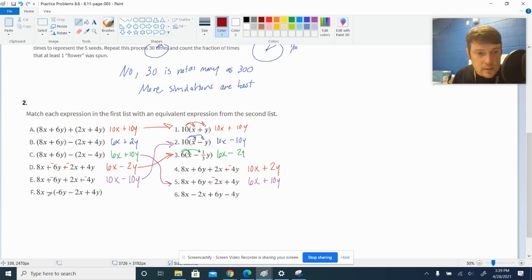Okay, this one's got a doozy with it. We're going to add the opposite, opposite, opposite. So 8x and 2x make 10x, and 6y and negative 4y make positive 2y. Add the opposites, 8x and negative 2x make, I'm sorry, not 10x, 6x, taking away 2. And 6y and negative 4y make 2y. All right, so this one goes with B. So B goes with 6, which means that F must go with 4. And they do.